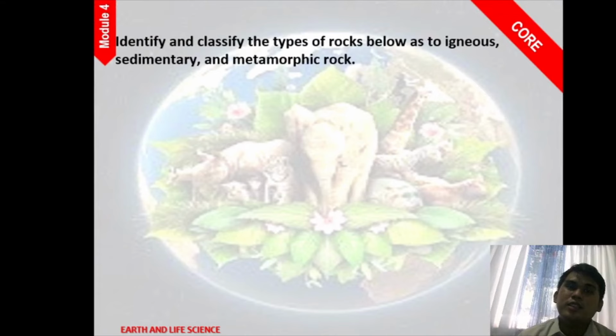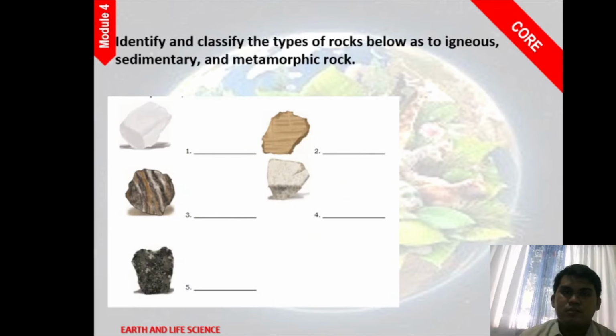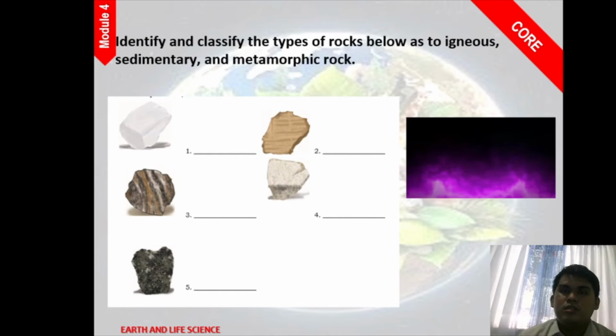Now, for this activity, you will identify and classify the types of rocks below as to igneous, sedimentary, and metamorphic rock. This is a picture of the rocks. You will be given 5 minutes to identify each rock. Your time starts now.